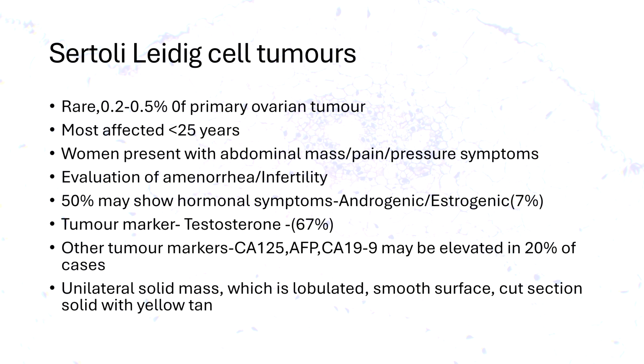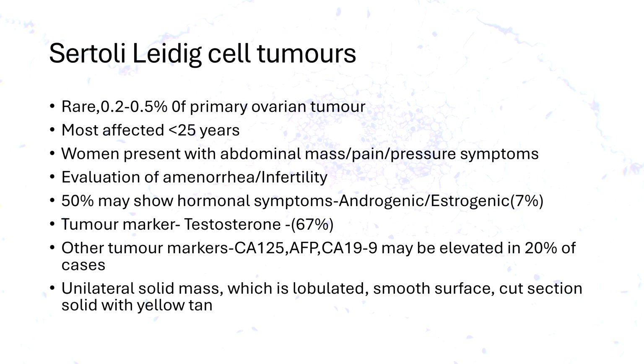A few, about 7%, may have symptoms of hyperestrogenism like irregular menstruation, precocious puberty, or in menopausal women, postmenopausal bleeding. In hyperestrogenic women, associated endometrial pathology may also be present. 67% of the women may show elevated testosterone level, which may be used as a tumor marker. Other tumor markers, CA125, alpha-fetoprotein, CA19-9, may be elevated in 20% of cases.